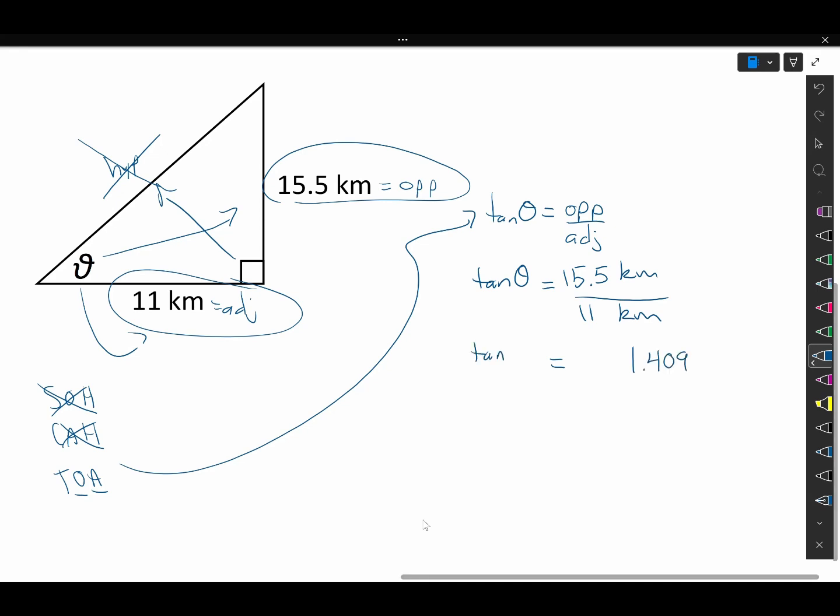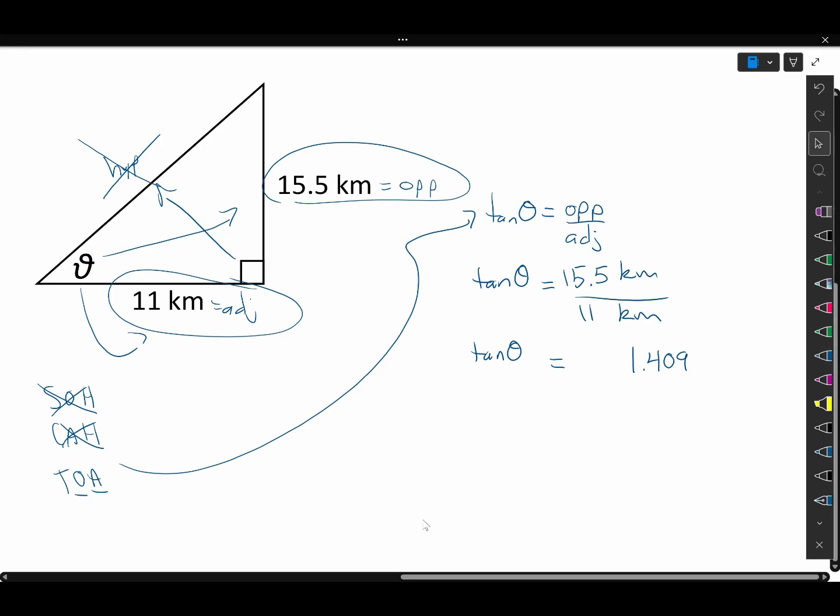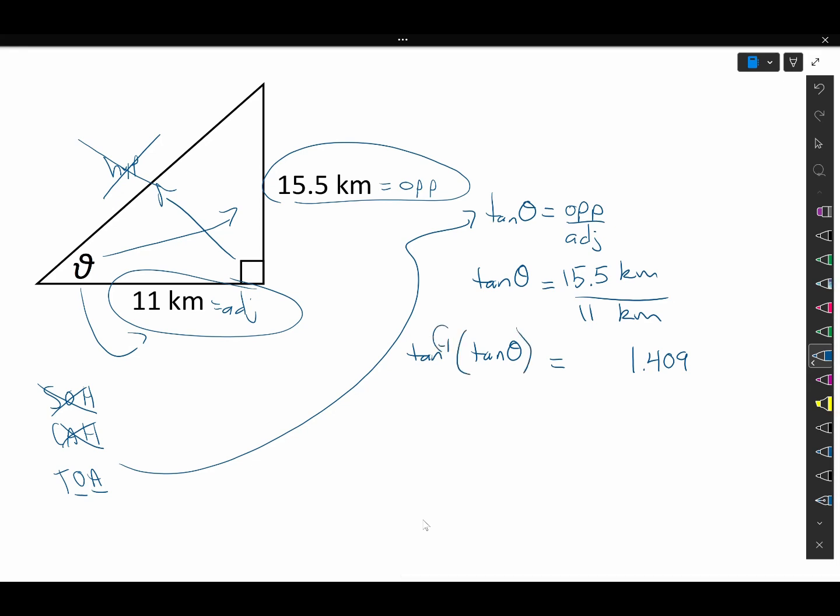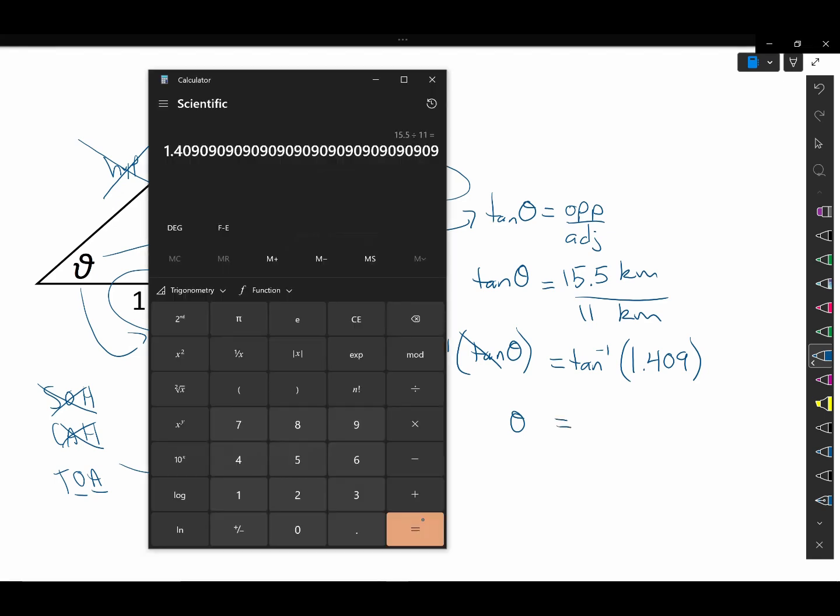I have the tangent of theta equals 1.409. It's my goal to get this theta isolated. In order to do that, I need to get rid of my tan. The opposite of tan is the inverse tan. So tan, and then with a superscript -1 right up here. And I'll do that because I did it to the left, I'll do it to the right. They cancel out on the left. I'm left with theta equals the inverse tan of 1.409.